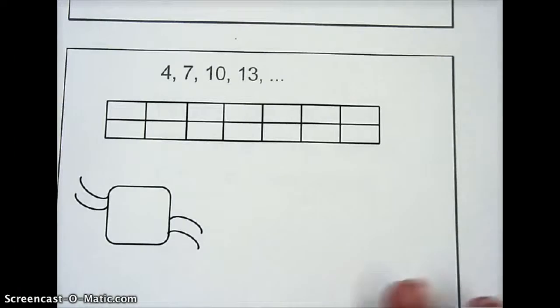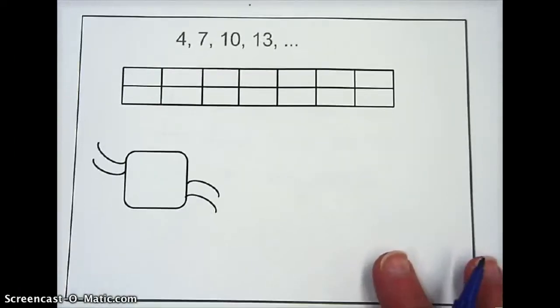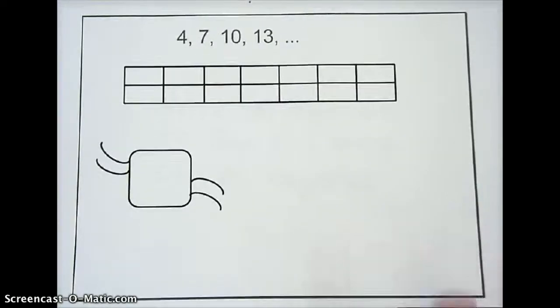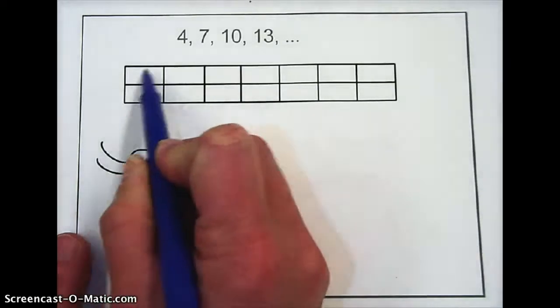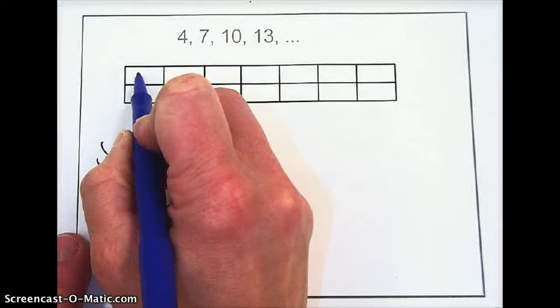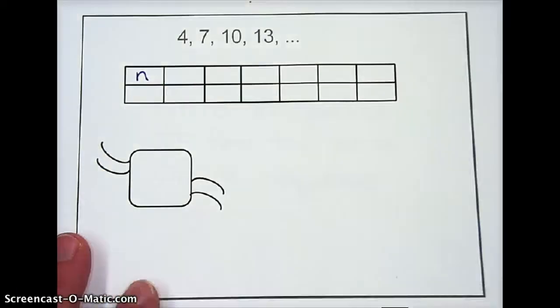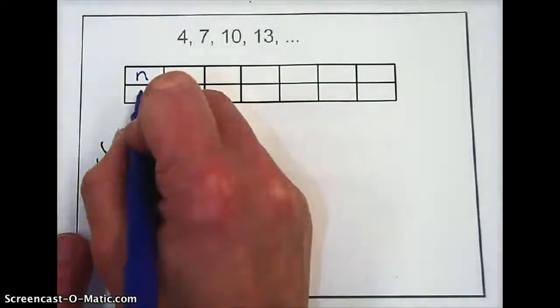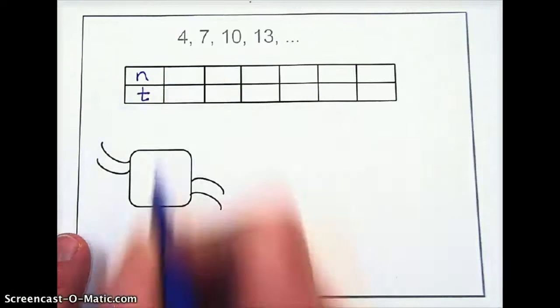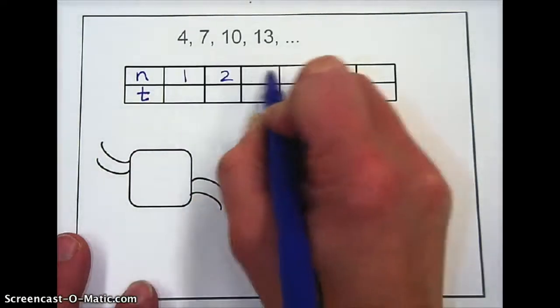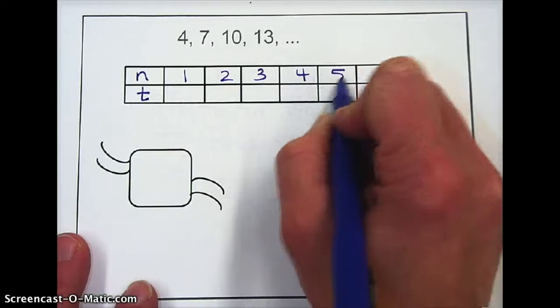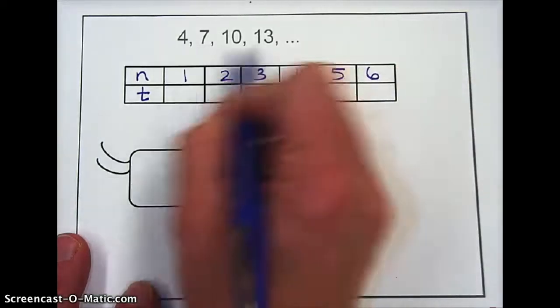So let's get started. First thing you have to do is make a table. Feel free to pause this anytime if I'm going too fast. When you're making your table, we always want to have the term number up here, and the variable we use for term number is always going to be n, and the term goes here. In this case, we want the term to be our t. Remember the term number, we just go 1, 2, 3, 4, 5, 6. Down here, we throw in our sequence.